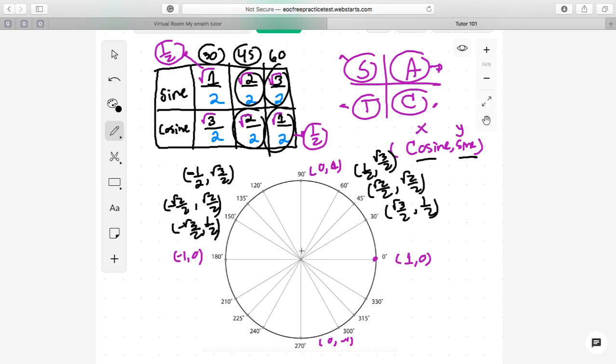Now the intersections are going to be important because this is also where the cosine of 0 is going to be 1, sine of 0 is going to be 0, and so on.